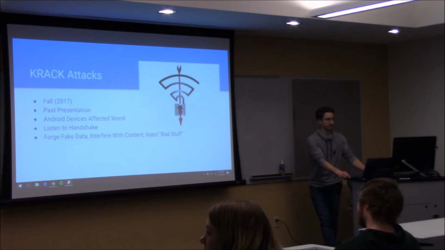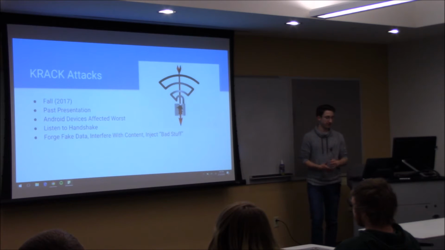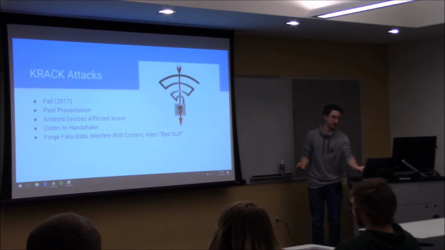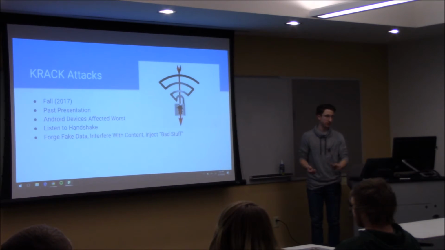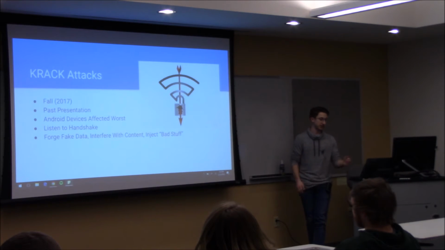We talked about this in the fall, the KRACK attacks, which we covered briefly in the presentation, so we're not going to get into too many details. Android devices were affected a lot because they go to different networks more frequently, which means something could be listening to the handshake that happens when the device first looks for the network. If it knows that information, it could be used to forge data and interfere with whatever you're trying to do without you knowing, and inject malicious code or take you to a website that is not what you think it is, which could be pretty bad.